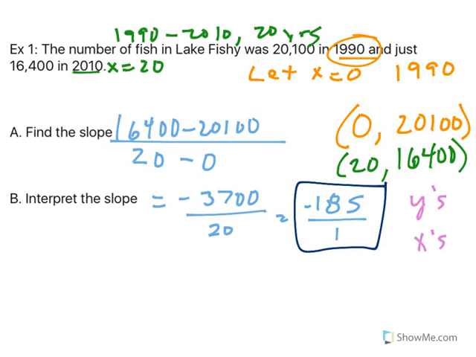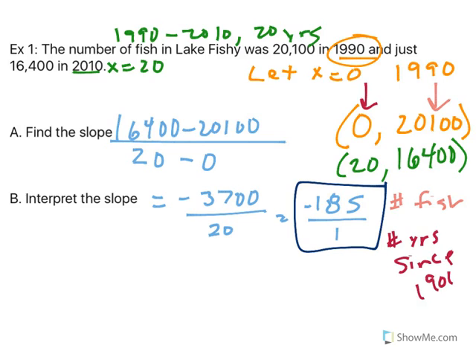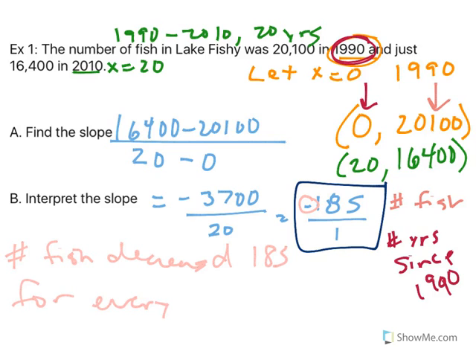Now, when you're interpreting the slope, remember, what do the y's represent? The y values represent the number of fish. Look at your ordered pairs. The x's represent the number of years since 1990, because 1990 is where we started. So when we interpret the slope, just like with absolute and relative change, if we have a negative, that means we're decreasing. So the number of fish decreased 185 for every 1 year after 1990.